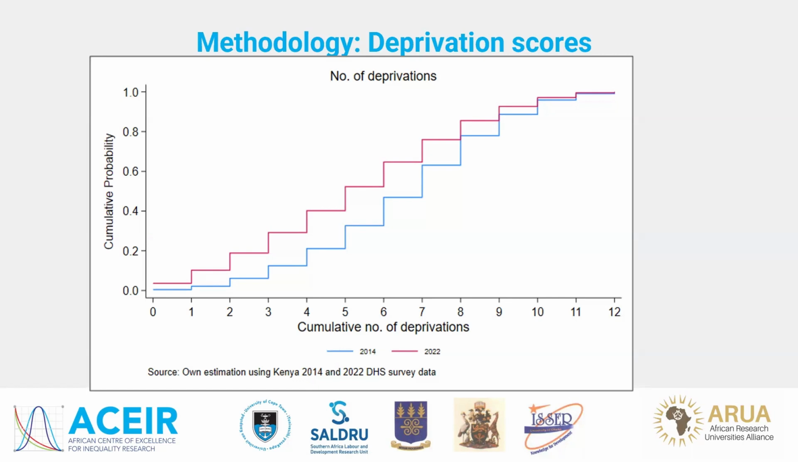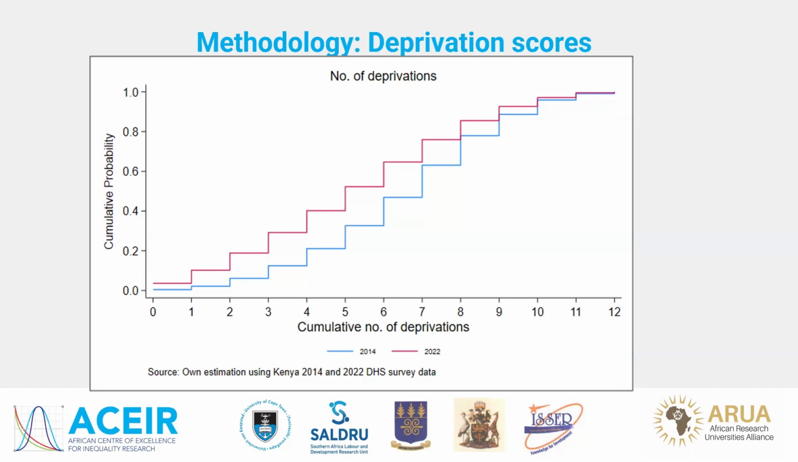For 2014, we can see the distribution here, and 2022 is above it. So we can say that in 2022, the individuals are actually less deprived compared to 2014, because it's a deprivation distribution. Since you want more people on this side, the fact that we have successive increases at each number of deprivations means that in 2022, people are doing better compared to 2014.